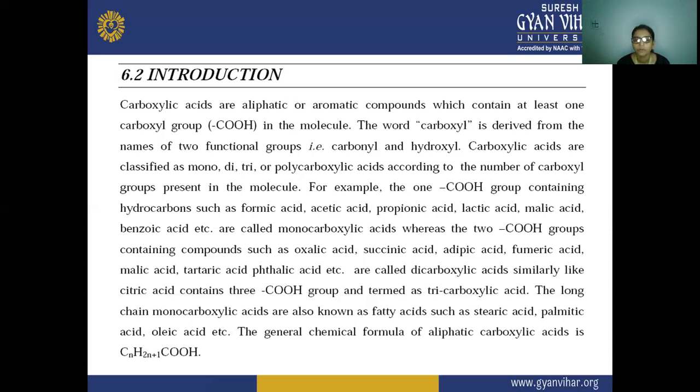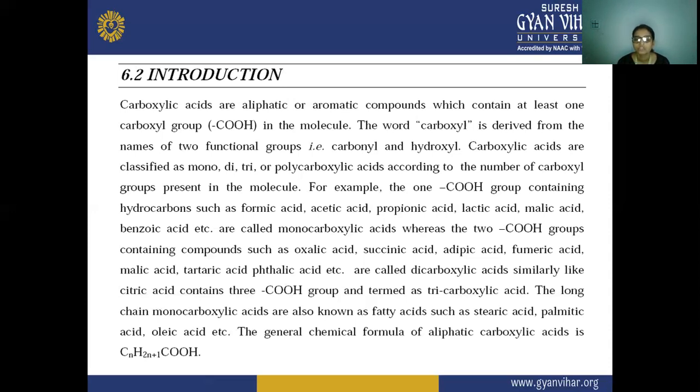If the molecule is containing one carboxyl group, then that is your monocarboxylic acid. If it is containing two carboxyl groups, then it is your dicarboxylic acid. If it is containing three carboxyl groups, then it is your tricarboxylic acid. And if it is containing poly, meaning more than three carboxyl groups in its structure, then that is your polycarboxylic acid. So according to the number of carboxyl groups present in the molecule, these carboxylic acids are classified as mono, di, tri, or polycarboxylic acid.